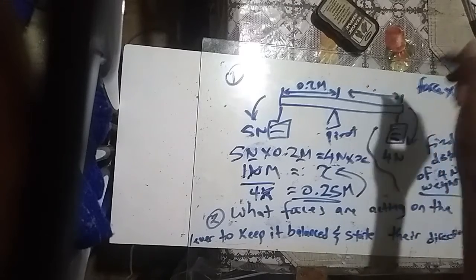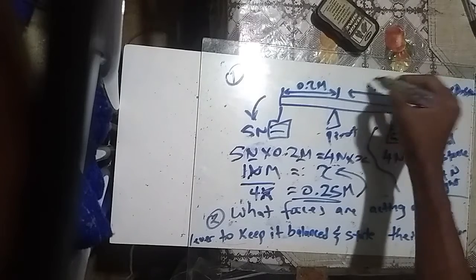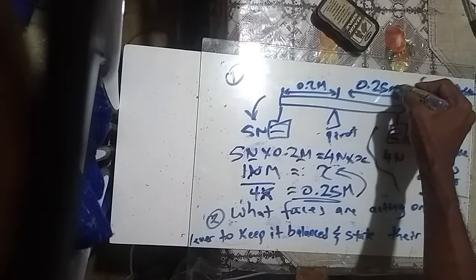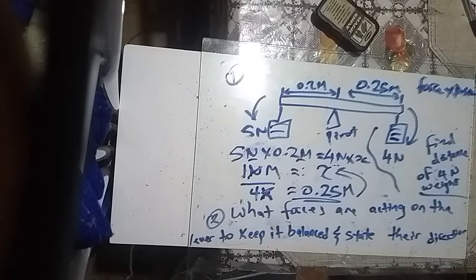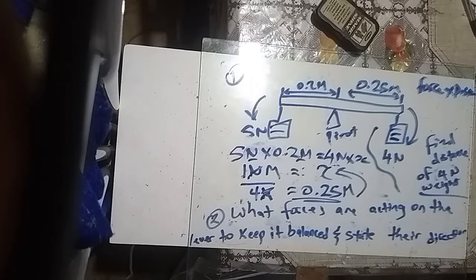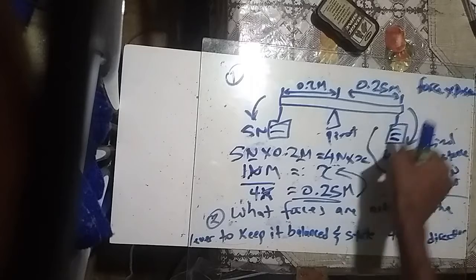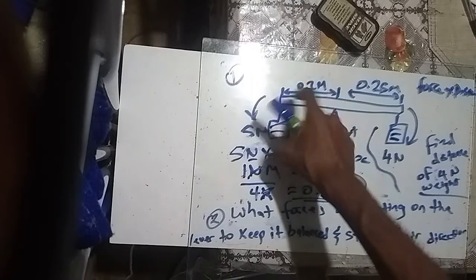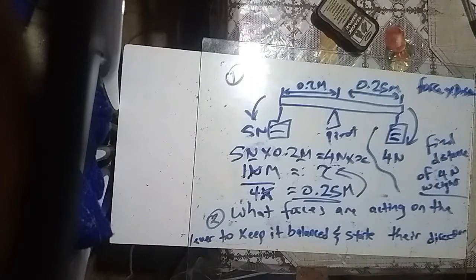Alright. So right here would be 0.25 meter. Now, you have to understand something very, very good, dear children. The clockwise moments over here are equal to the anti-clockwise moments over here. How do I prove that the principle of moments actually works here?